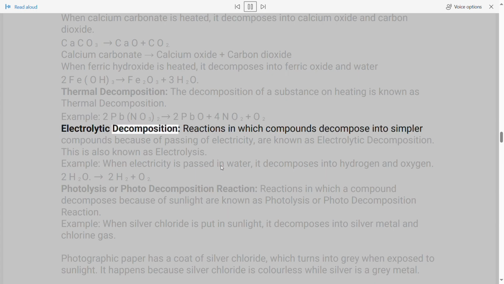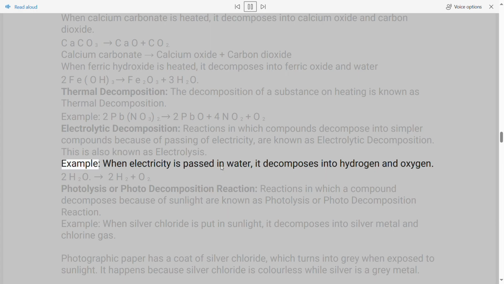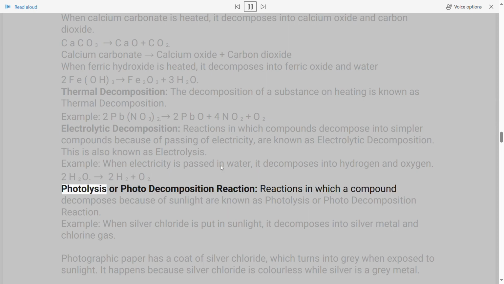Electrolytic decomposition. Reactions in which compounds decompose into simpler compounds because of the passing of electricity are known as electrolytic decomposition. This is also known as electrolysis. Example: when electricity is passed in water, it decomposes into hydrogen and oxygen. 2H2O → 2H2 + O2.